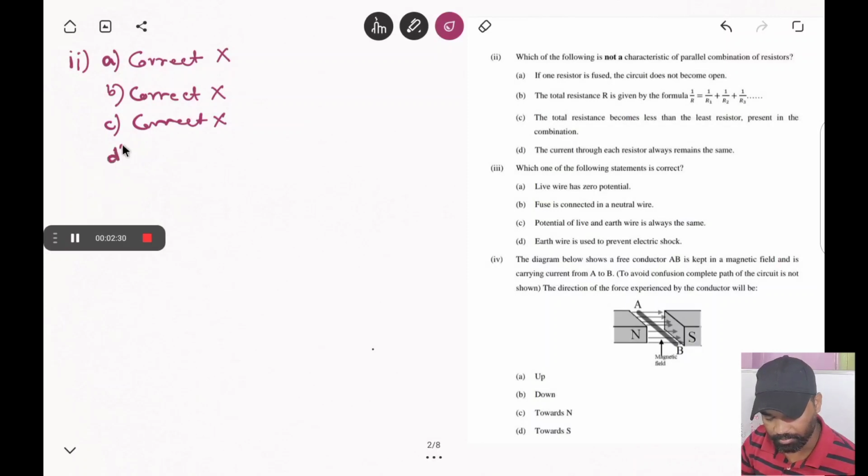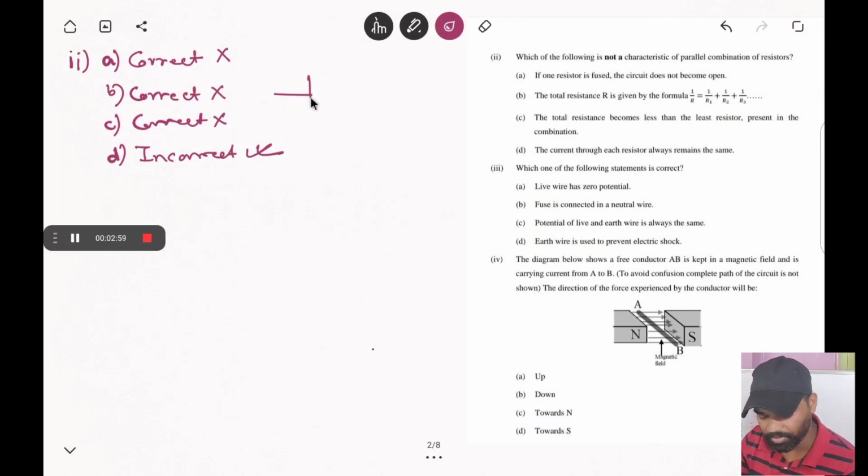Now, option D, let us see. The current through each resistor always remains the same. This is a wrong statement. Yes, the potential difference across each resistor is the same, but the current may differ. So this is my incorrect statement, and so this is my answer. Option D is my correct answer in this case.